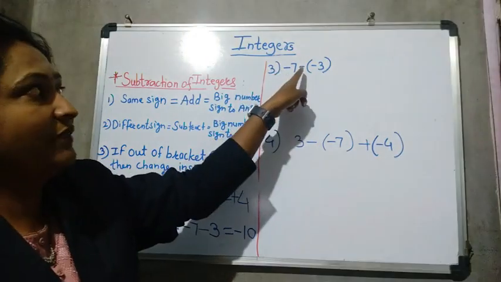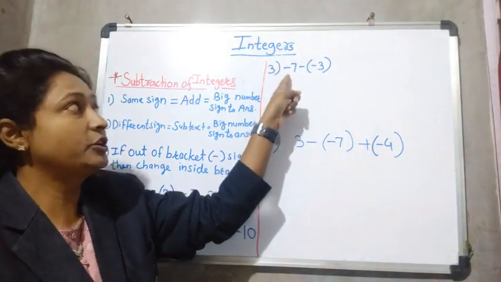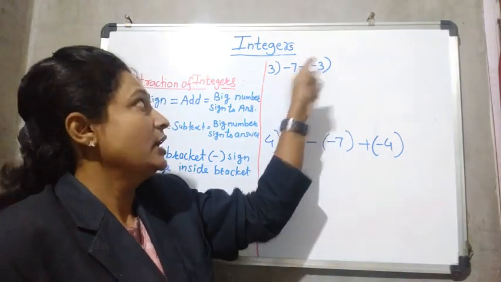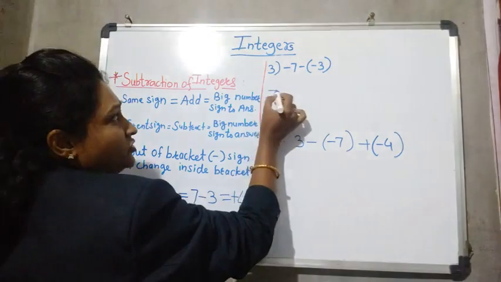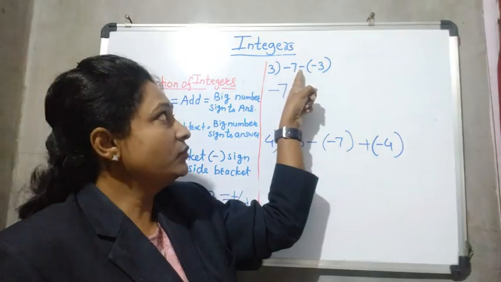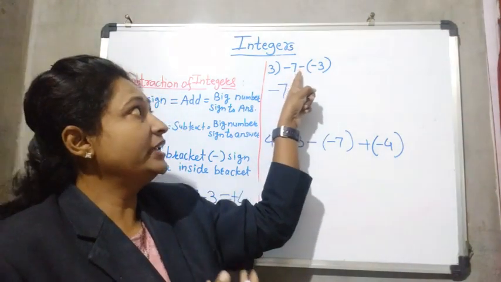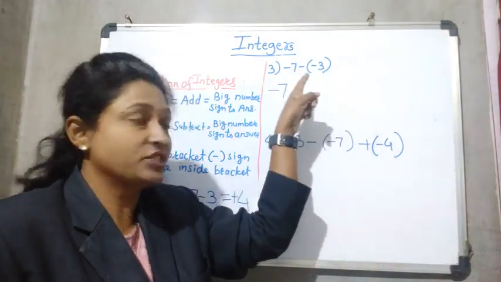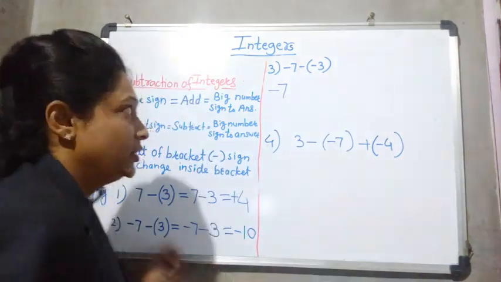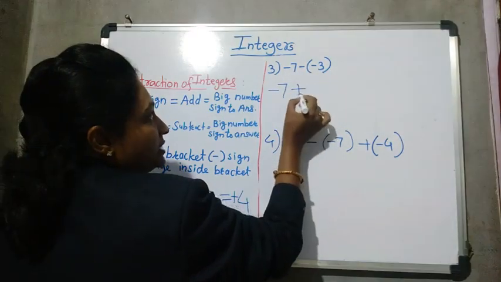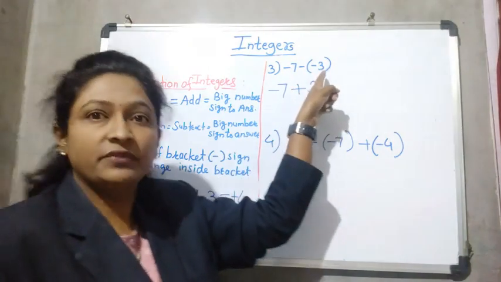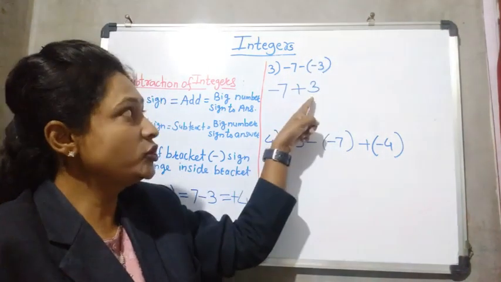Now see, negative 7 minus negative 3 means from negative 7 we have to subtract negative 3. Now what do we have to do for that? As I told you, negative 7 as it is, you have to write negative 7. Now, outside of the bracket, a negative sign is there. So the inside sign will change. So what happens? Negative 3 will become plus 3, because outside of the bracket, a negative sign is there. So the inside sign will change. Negative 3 will become positive 3.